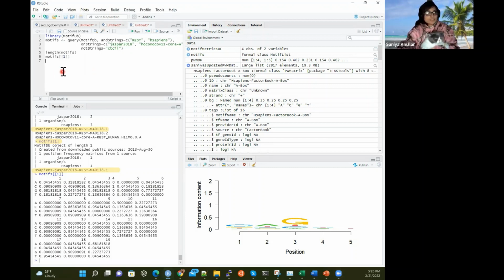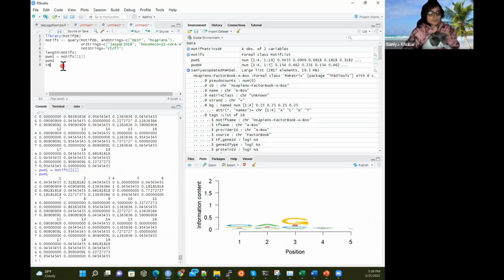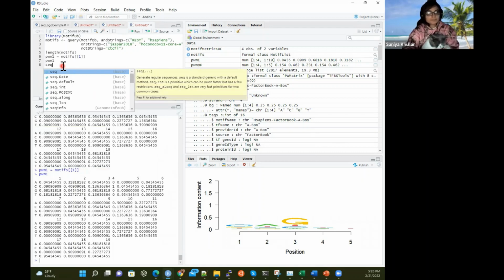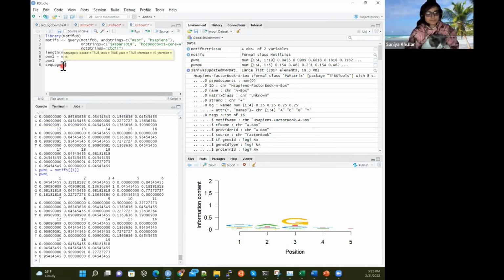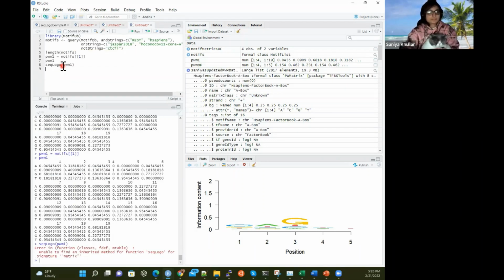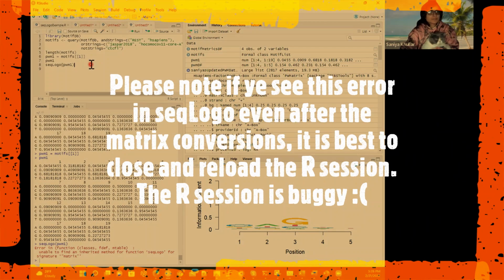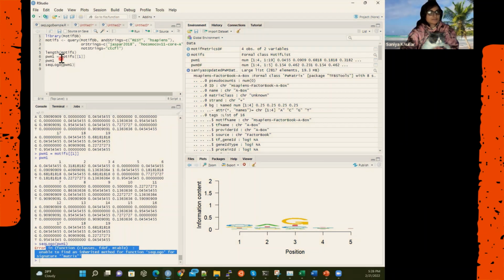So we can also just put this in. We can just do PWM1, for instance. So we see this here, and then we can always just do seqLogo, but we have to basically make this into a matrix.